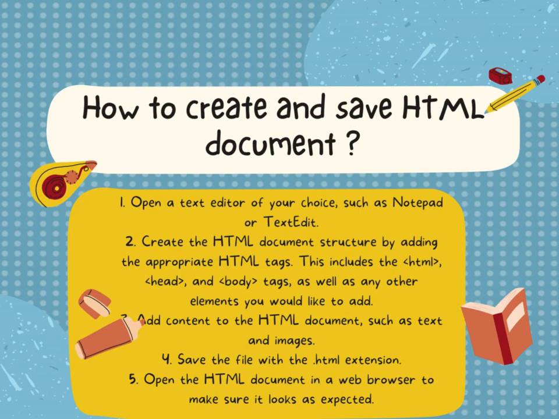Third point: add content to the HTML document, such as text and images. You can also add content to HTML documents like images and text. Okay? Fourth point: save the file with the .html extension. Fifth and the last step is to open the HTML document in a web browser to make sure it looks as expected. You have to open the HTML document in a web browser.